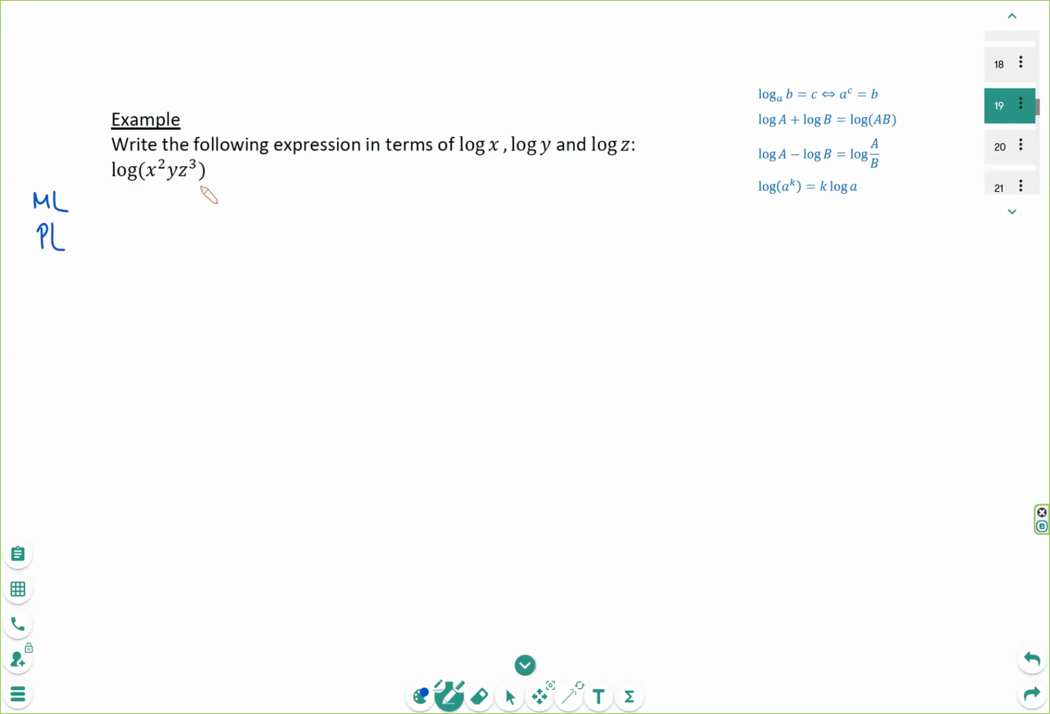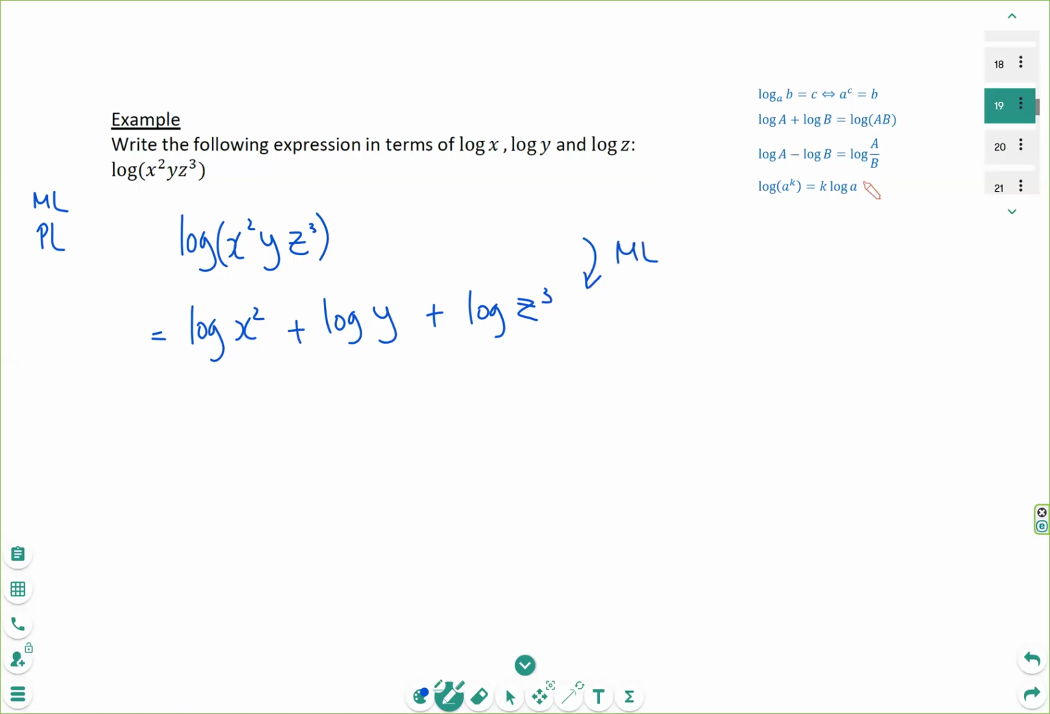So what I want to do is split them out as log x, log y, log z. So I will do the multiplication law first. Let me rewrite the question. Log of x squared y z cubed equals log x squared plus log y plus log z cubed. So this step is the multiplication law.